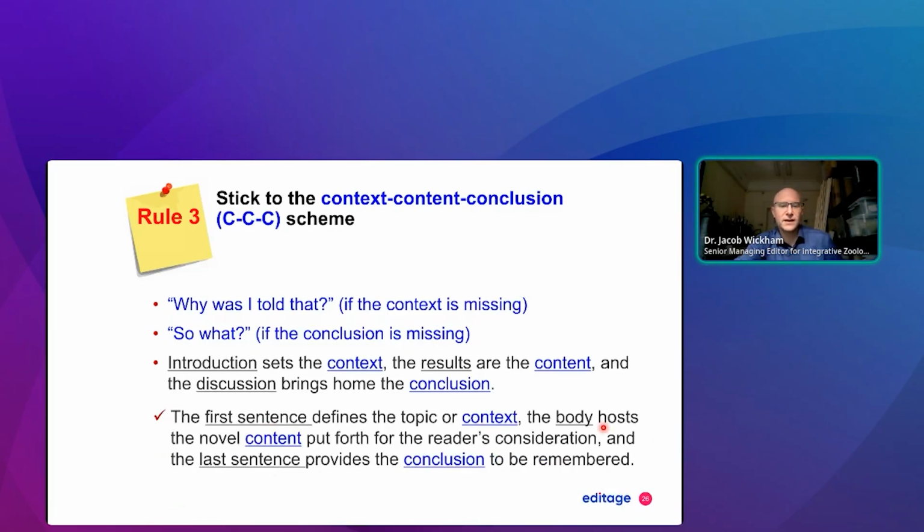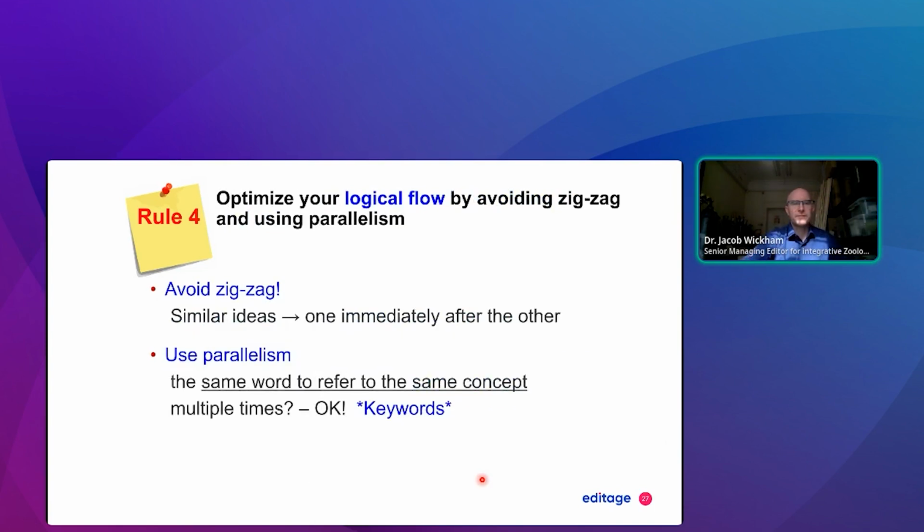And again, it's important to have a very strong beginning and a very strong ending. So your first sentence should define the topic or the context, and then the results, especially the novel content that you put forth for the reader's consideration, and then your conclusions. This provides the last sentences and the take-home message that you want to be remembered in your research.